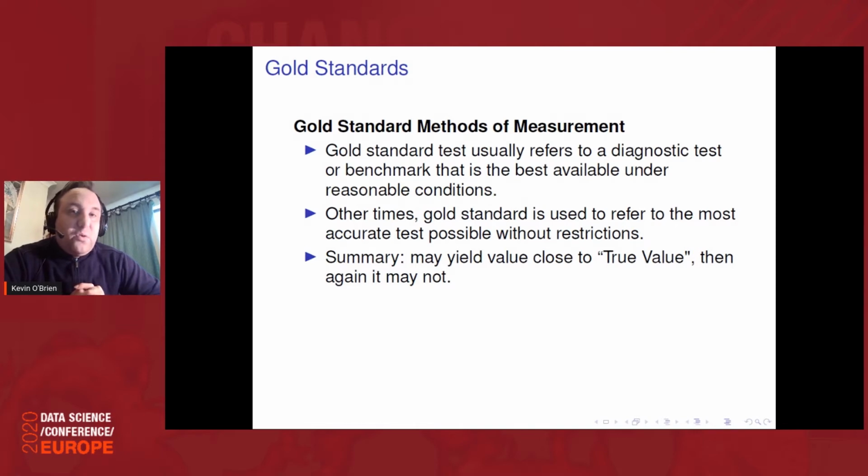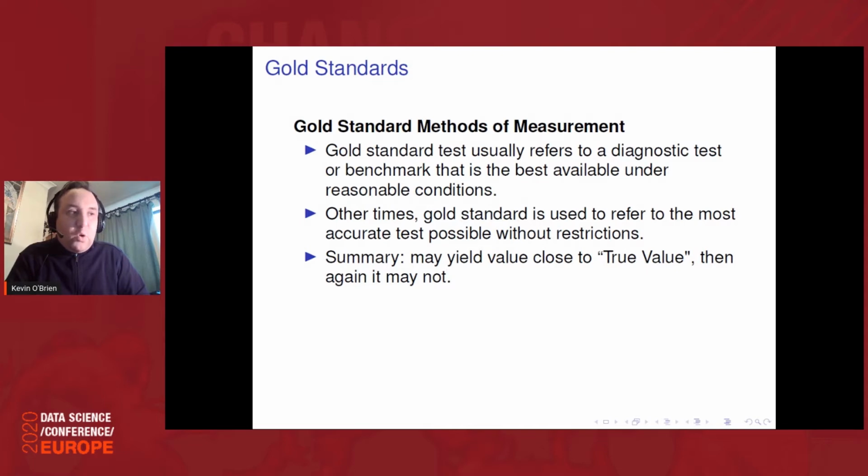This touches back to the idea of accuracy and precision: how close we are to the true value, which is the real value, not the measurement. There's always some sort of error, and there's how often we can repeat that measurement. So this is the idea of a gold standard measurement, and it's important in this context.